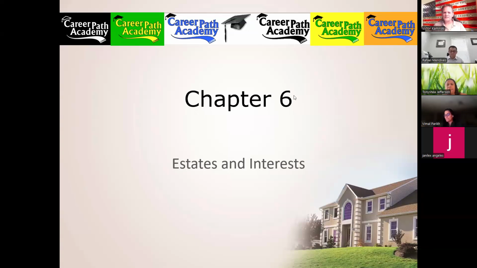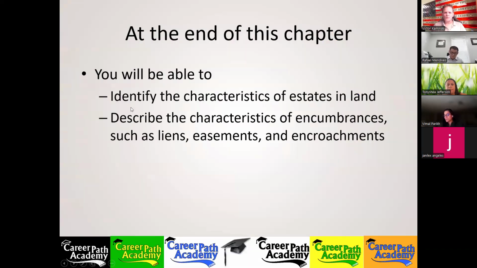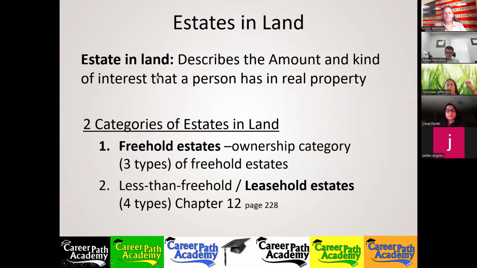So chapter 6, estates and interests. In this chapter, we're going to identify the characteristics of estates and land, describe the characteristics of encumbrances. We're going to learn what an encumbrance even means, and we're going to learn about encumbrances like liens, easements, and encroachments. And we're going to learn what those terms mean as well. So let's start off with the term estate.